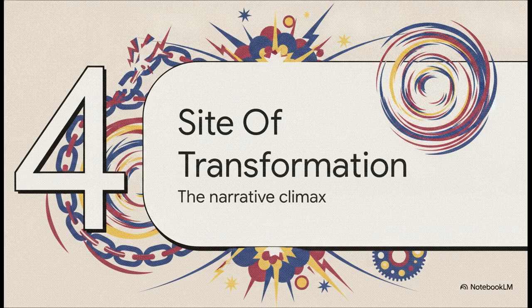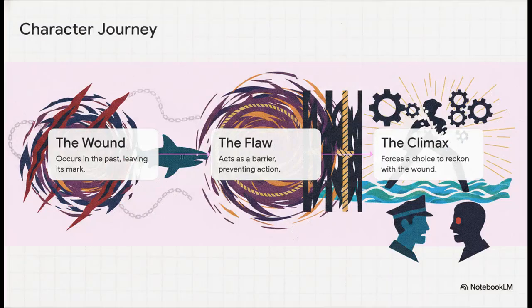Section 4. The site of transformation. The narrative climax. Let's move to and see how this builds chronologically across a character's whole journey. Step 1. The wound occurs in the past, leaving its mark. Step 2. Throughout the story, the flaw acts as a barrier, just constantly preventing the character from taking necessary action. And finally, Step 3. The climax.